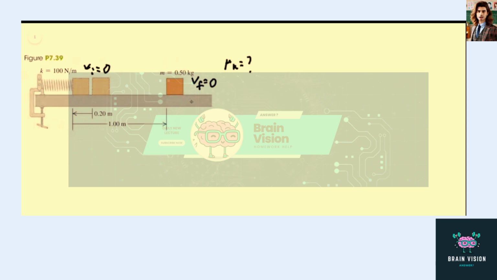So we want to use conservation of energy. So we know the initial potential and kinetic energies, and work done between the beginning and end is equal to the final potential and kinetic energy.